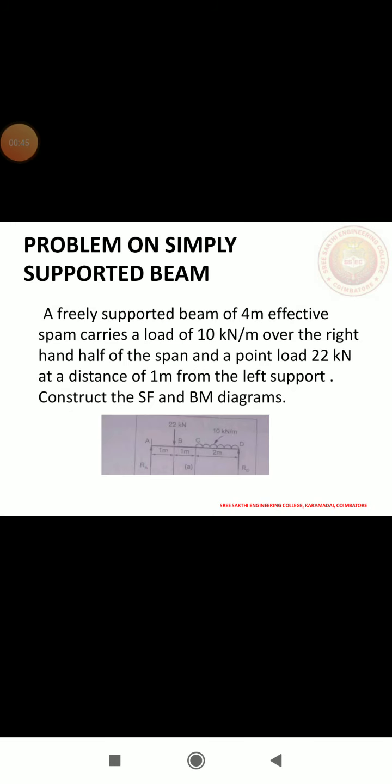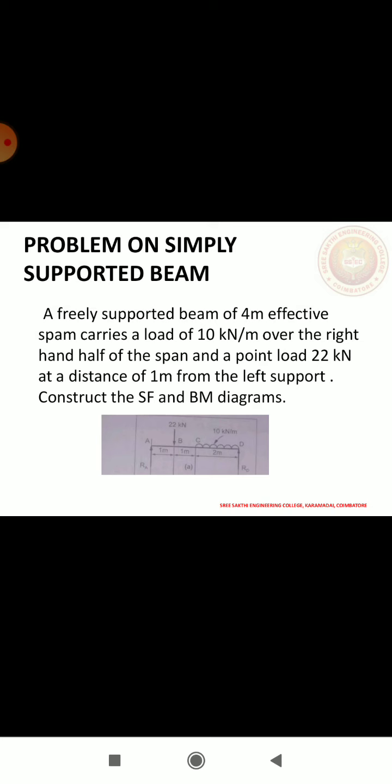Let us see one example for solving a simply supported beam. A freely supported beam of 4 meter effective span carries a load of 10 kN per meter over the right end half of the span and a point load of 22 kN at a distance of 1 meter from the left support. Construct the shear force and bending moment diagrams.